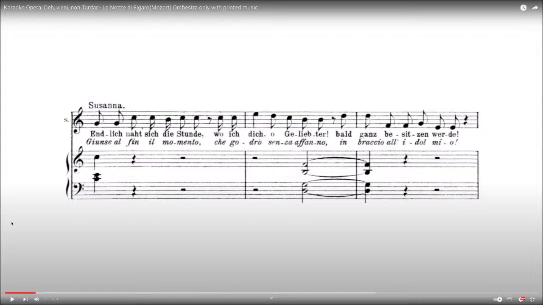So really important, it needs to sound like you're talking and not, Giunse al fin il momento che godrò senza affanno in braccio all'idol mio. It's not how anyone would speak.